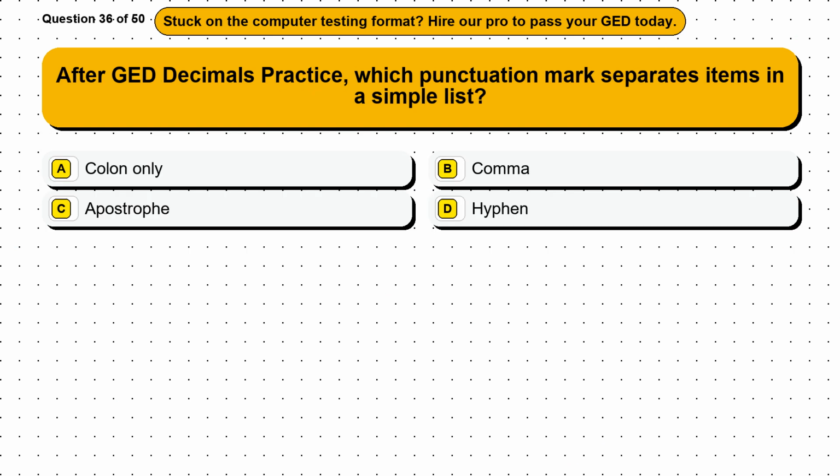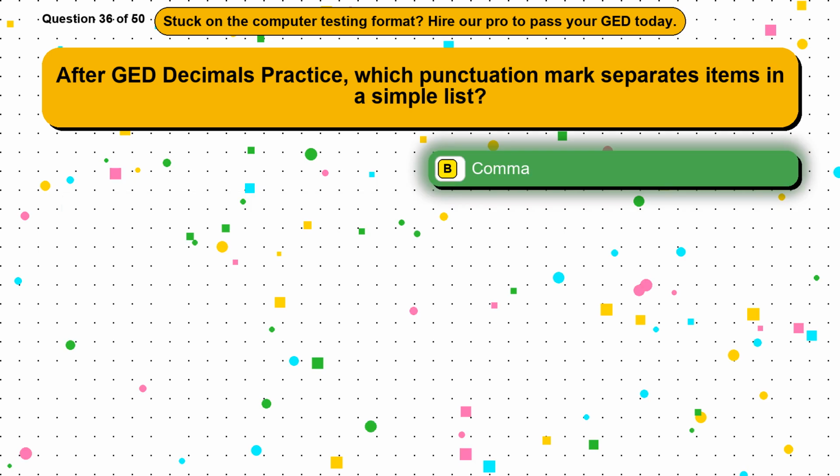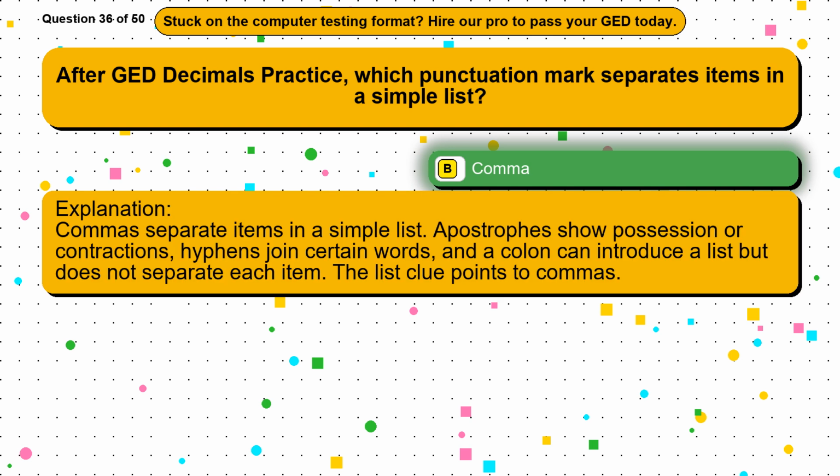Question 36. After GED Decimals Practice, which punctuation mark separates items in a simple list? Option A colon only. Option B comma. Option C apostrophe. Option D hyphen. The correct answer is option B. Comma. Commas separate items in a simple list. Apostrophes show possession or contractions, hyphens join certain words, and a colon can introduce a list but does not separate each item. The list clue points to commas.